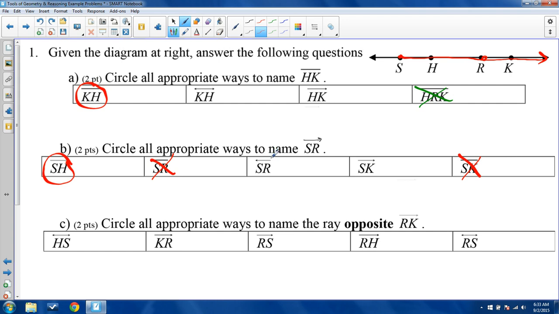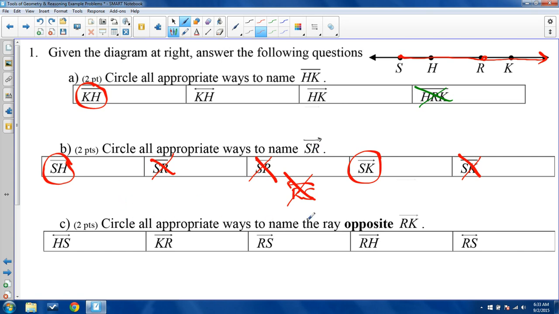SR right here, as you can see, the arrow's pointing to the left. Now, besides the fact that we never point our arrows to the left to indicate rays, your endpoint needs to be S. In this case, when it's pointing to the left, what it's saying is R is the starting point, and then it's going through S and continuing on. That's not the case here, nor should our rays ever point to the left. So in other words, if this said RS like that, this would also not apply. That would be no good. SK right here, ray SK also works because it starts on S, goes through K, and continues on. So these two, ray SH and ray SK, are valid, appropriate ways to name ray SR.